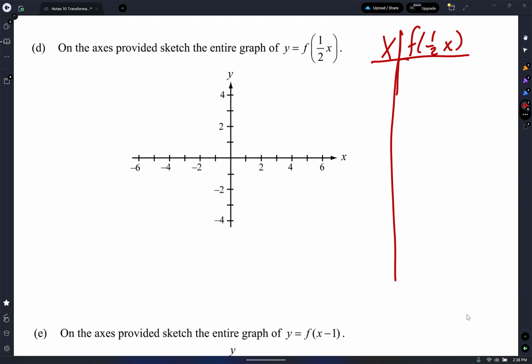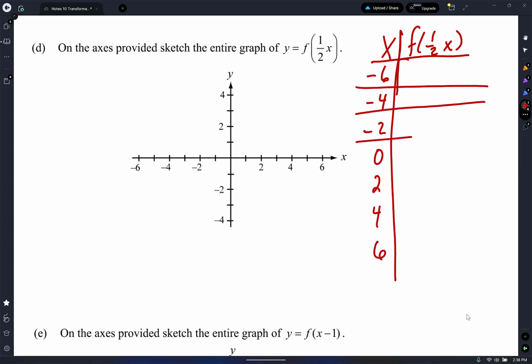It stretches it by a factor of 2, the reciprocal of half. Negative 6, negative 4, negative 2, 0, 2, 4, 6. Don't worry, you will see y right now, so you will no longer be robots.